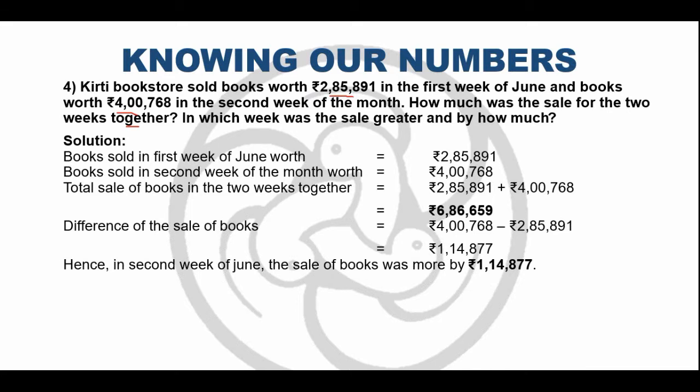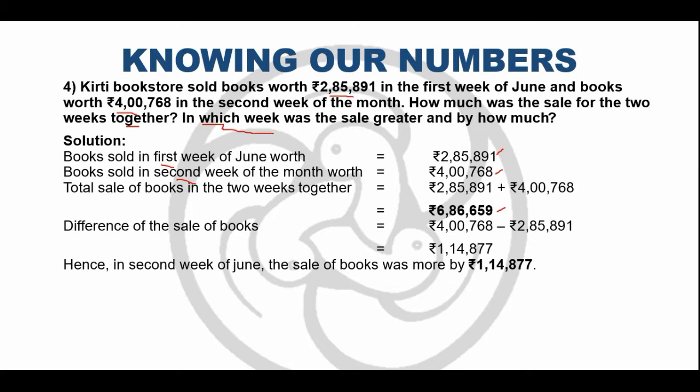So the first week of June, how many books were sold? It is 2,85,861. In the second week of June, how many books were sold? 4,760. So you have to add. Whenever you add these two values, you get 6,86,659. So what is the second question?